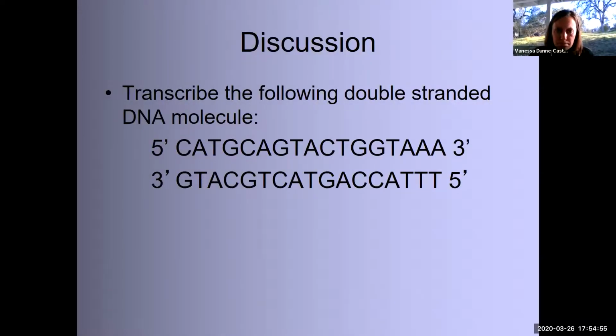This says transcribe the following double-stranded DNA molecule. The first thing you have to do is determine which of these strands is going to be the template. And then from there, use that template to write out that mRNA transcript. Go ahead and write this down on your own, on a computer, a word document, or on a sheet of paper. I'll give you just a minute to work through this one, and then I'll ask you for your input.